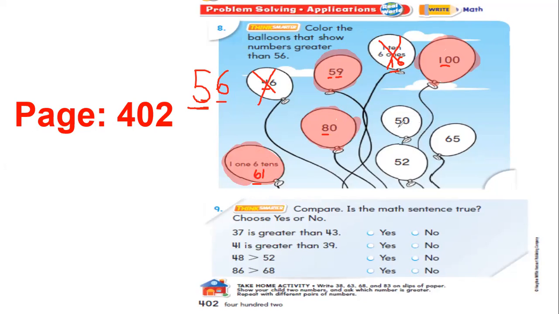Then we have 5 and 5 is the same. 6 and 0. Is 50 greater than 56? No. Now, 5 and 5. 6 and 2. Is 52 greater than 56? No. Now we have 6 and 5. Yes, 65 is greater than 56. So we are going to color it again.